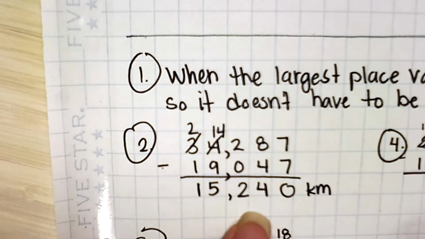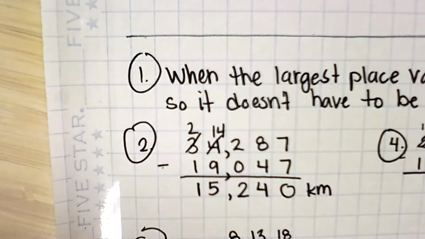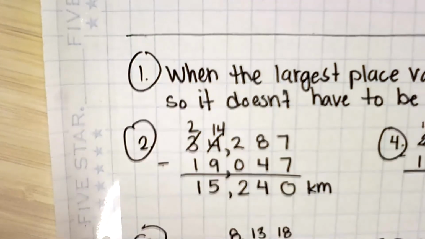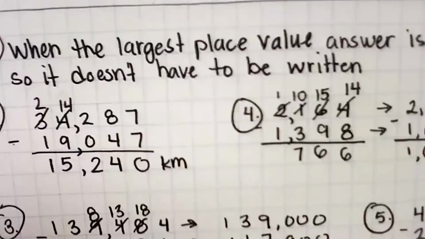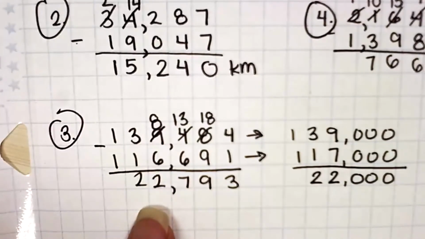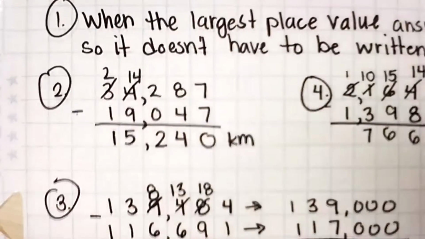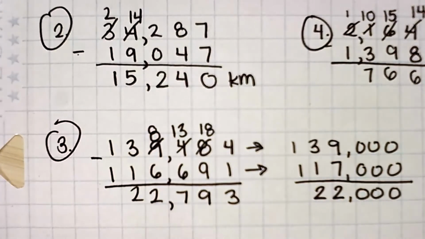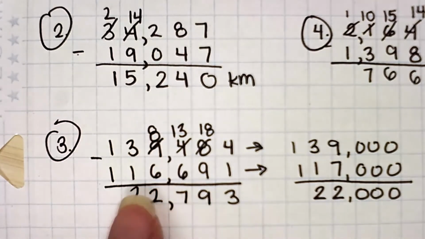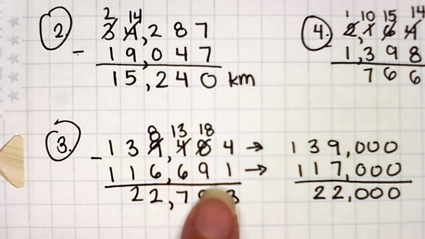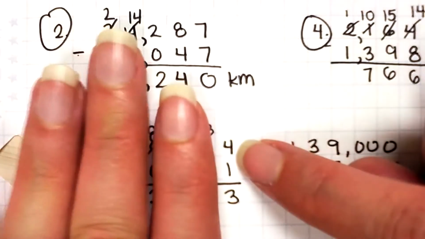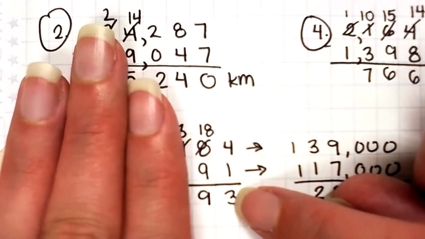square kilometers. Now for number 3, it says, estimate to check whether your answer is reasonable. So the first number I got when I subtracted normally first, and then I estimated. They had 139,484 minus 116,691. So one place value at a time. 4 minus 1 is 3.